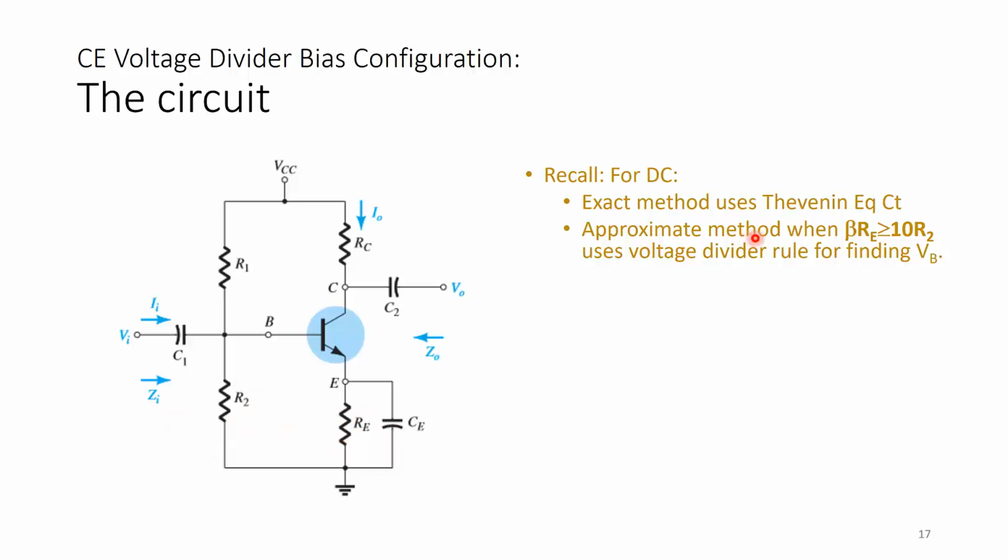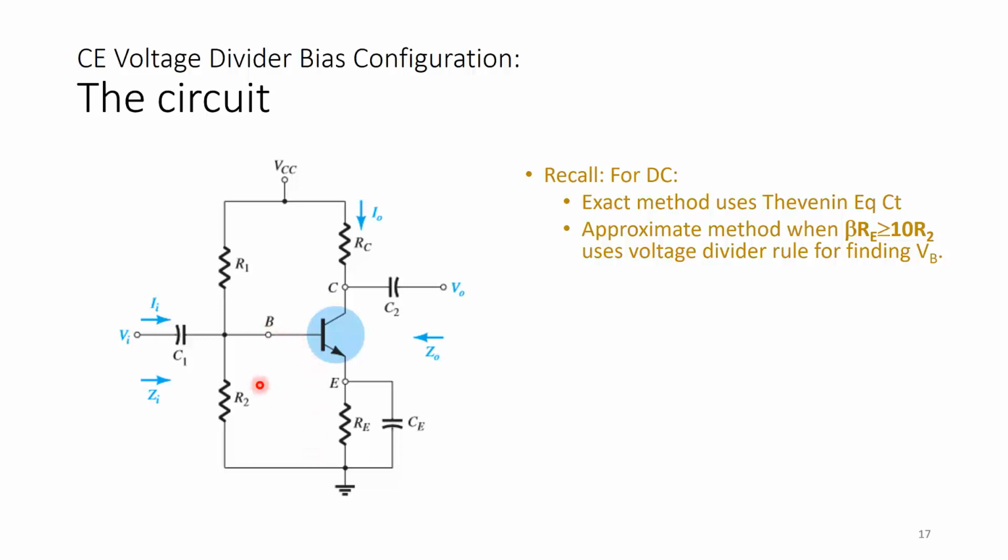If that is fulfilled, then we can use the voltage divider rule for finding VB here, because we assume that all the current from VCC through R1 goes down all the way to R2 and to ground. If beta RE, which is the input impedance seen from the base terminal, reflected back by the feedback action of the emitter resistance, is much bigger than R2, then it's not going to draw a significant amount of current.